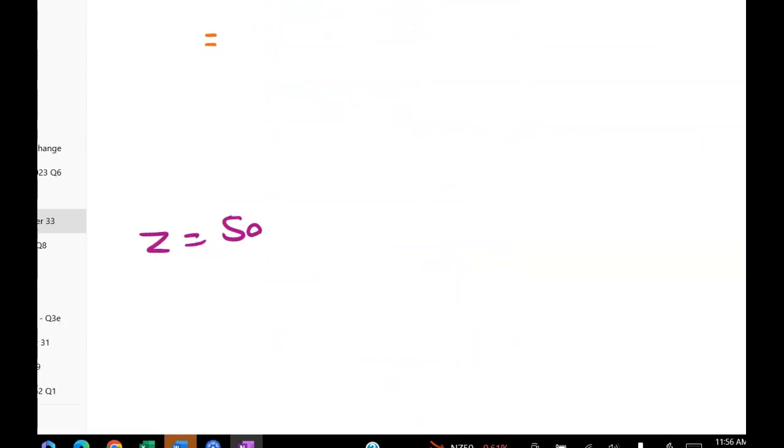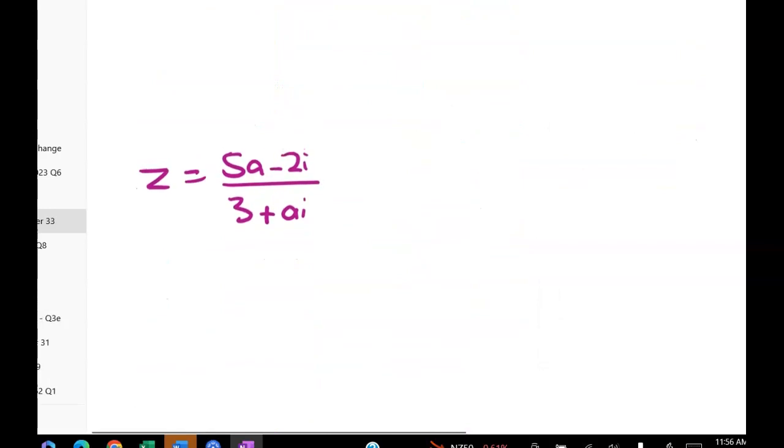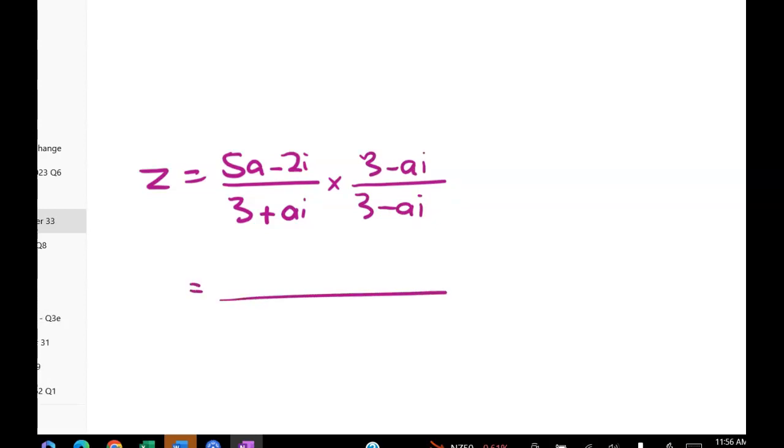So z is equal to (5a minus 2i) over (3 plus ai). I'll just check that I've copied that right. Yep, that's right. Now we're going to multiply by the conjugate over the conjugate as usual. So I want you to pause the video and work through this and then go through it with me.